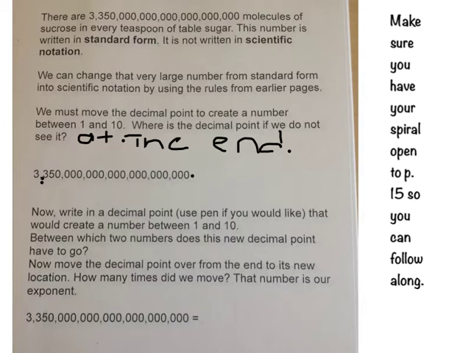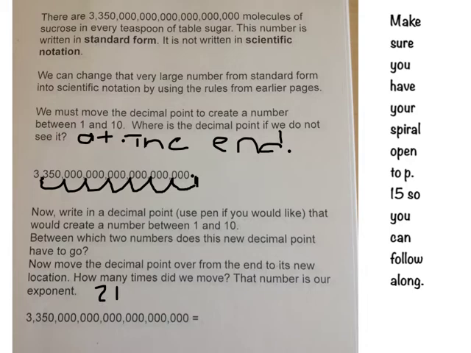And now we have to move the decimal point from here all the way over to where it is. So I'm going to go by threes. 3, 6, 9, 12, 15, 18, 21. So we went over 21 times. That's going to be our exponent.